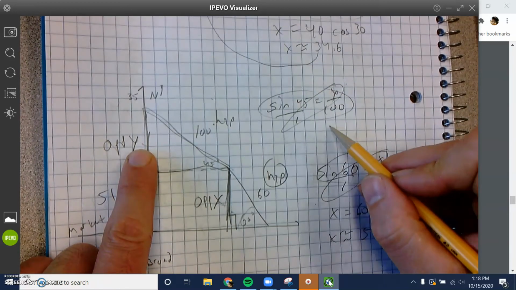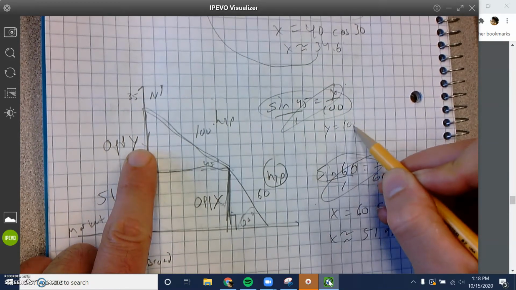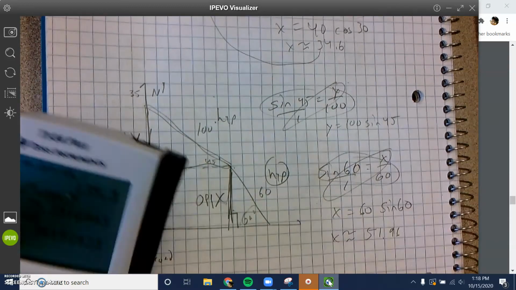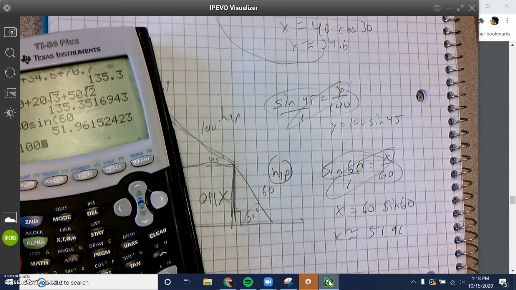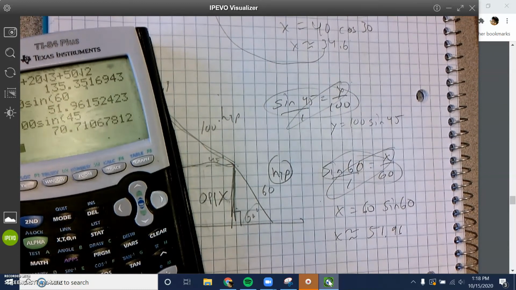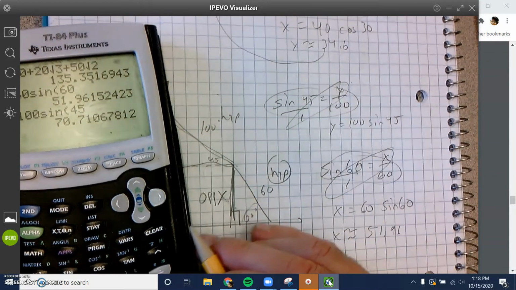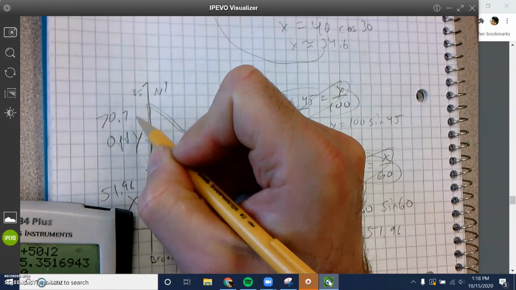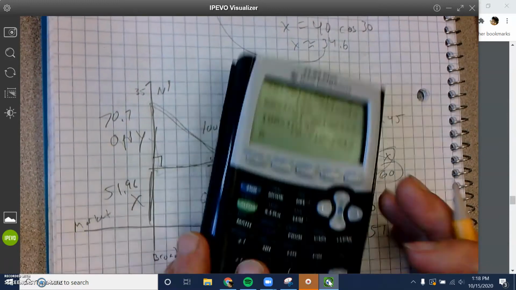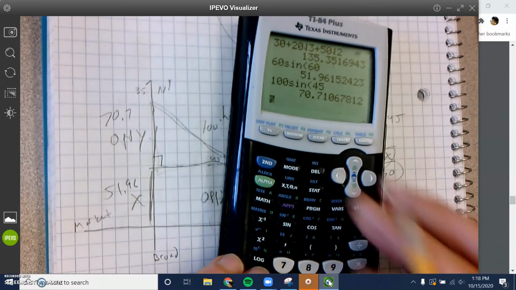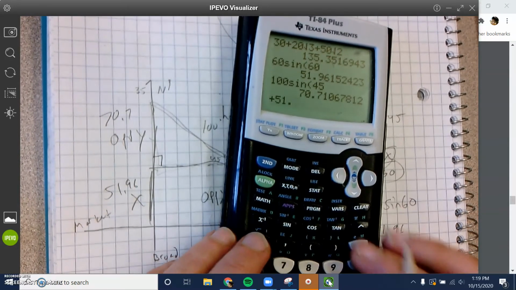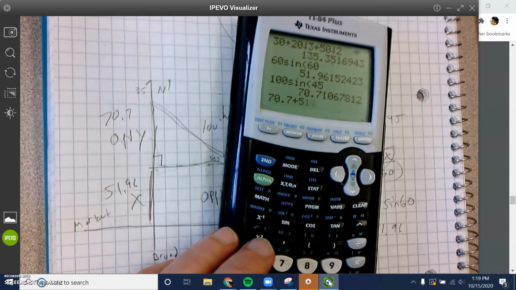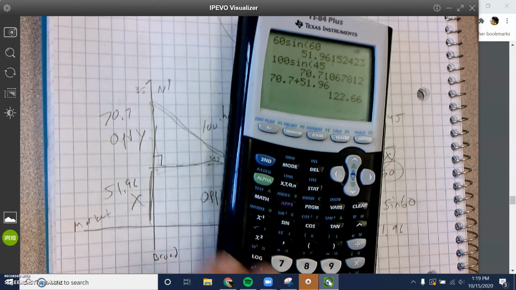Cross multiply. Y equals 100 sine 45. 100 sine 45 is 70.7. So we have 70.7 and 51.96. 70.7 plus 51.96 gives you 122.66.